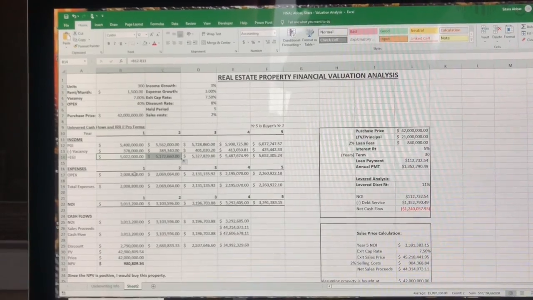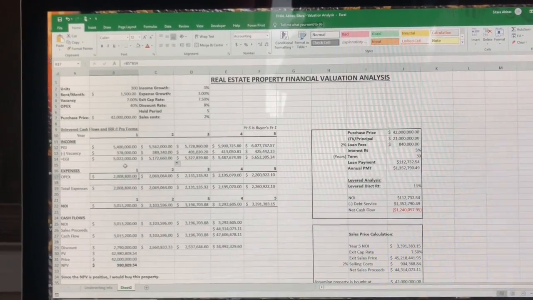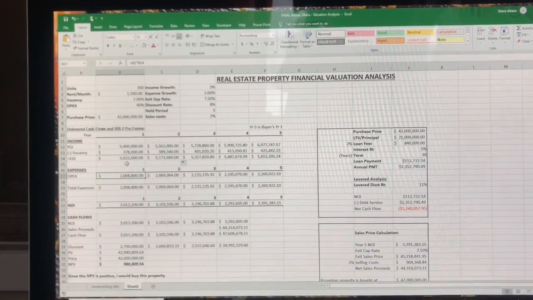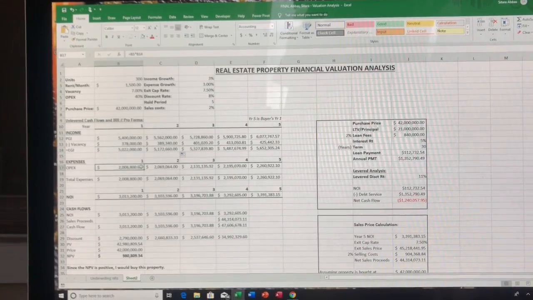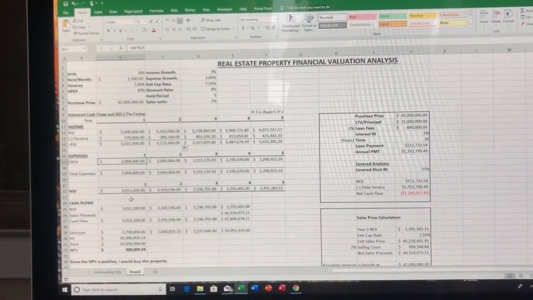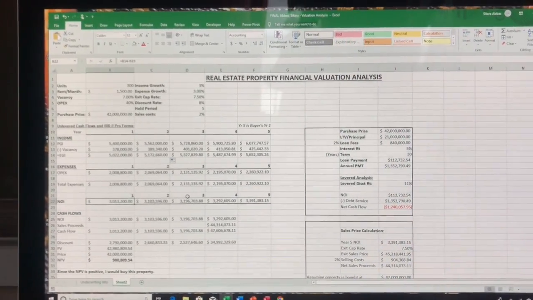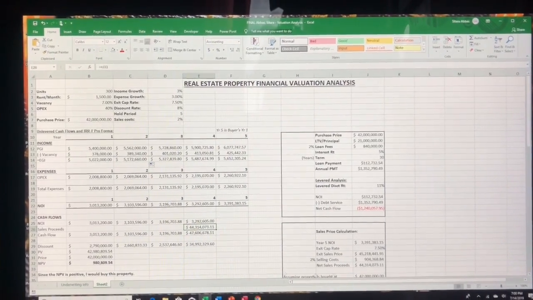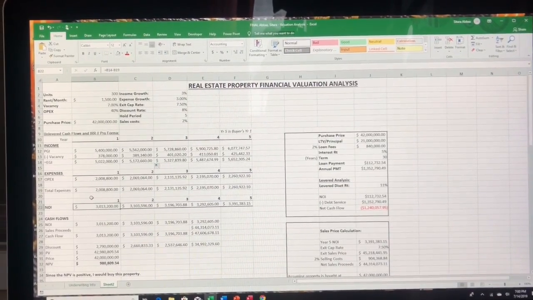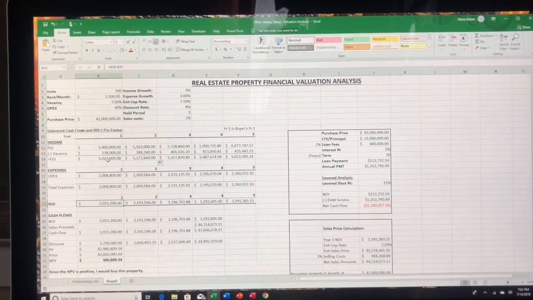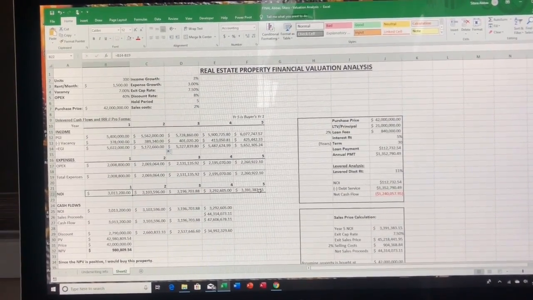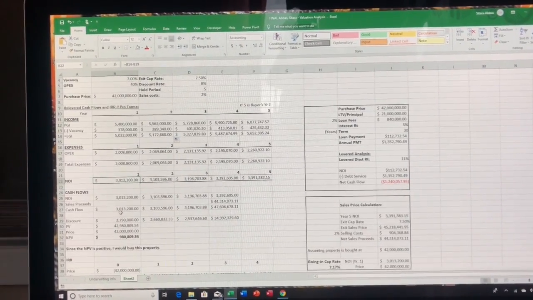We also have the expenses here. To calculate the expenses, I multiplied 40%, which is our OPEX, by our EGI. Then you just slide that down there for the 5 years. Our next calculation is net operating income, which is simply the effective gross income minus the total expenses. You'll drag it down for the 5 years, and we'll move on to cash flows.